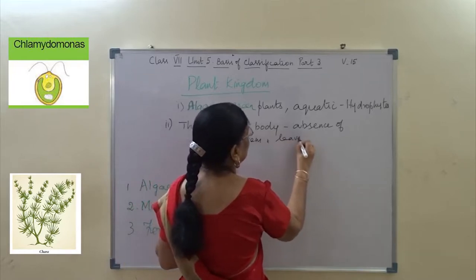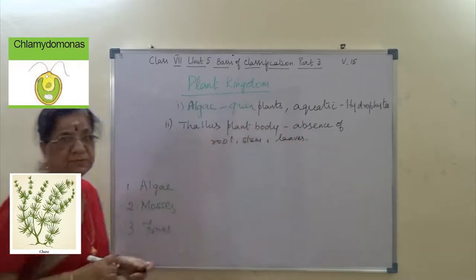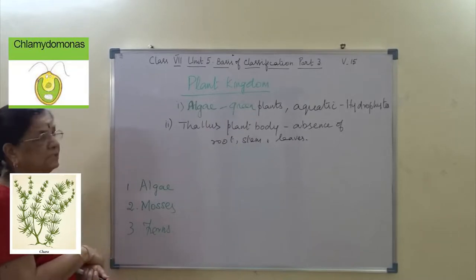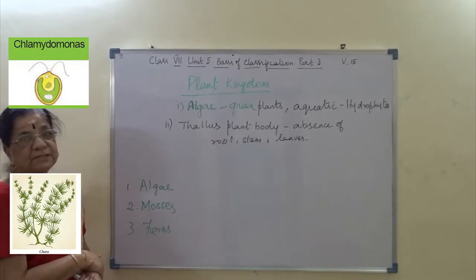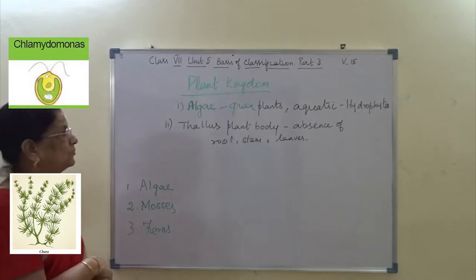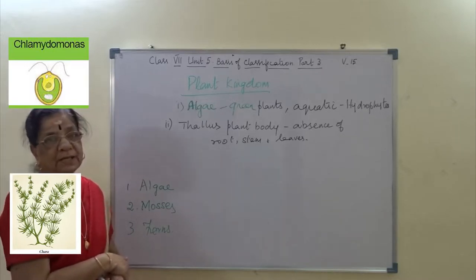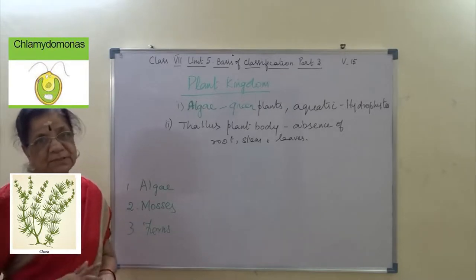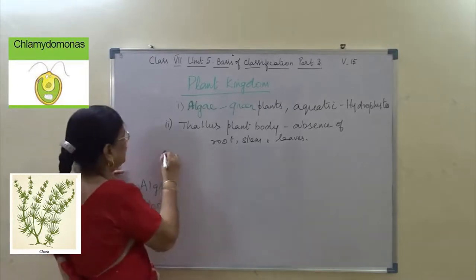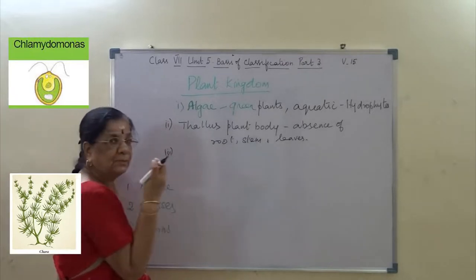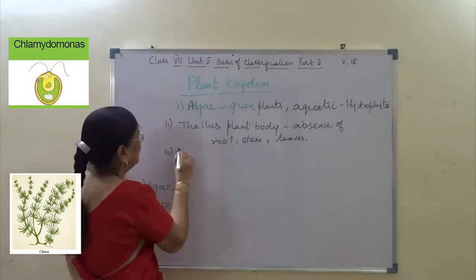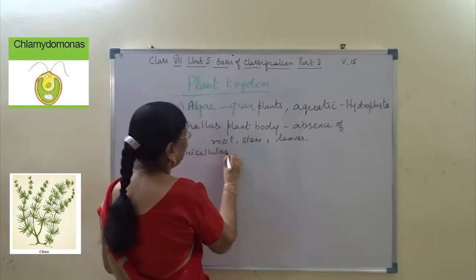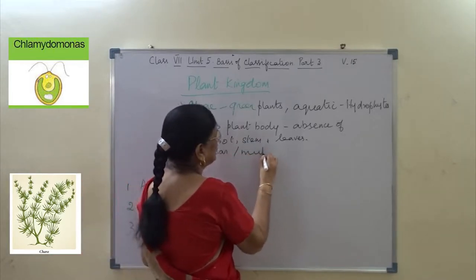Root, stem and leaves. Right? So algae plant body is called thallus, that is absence of root, stem and leaves. And the thallus, even if microscopic, may be unicellular or multicellular.